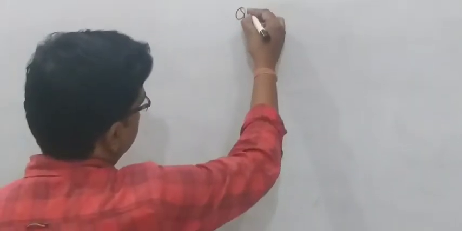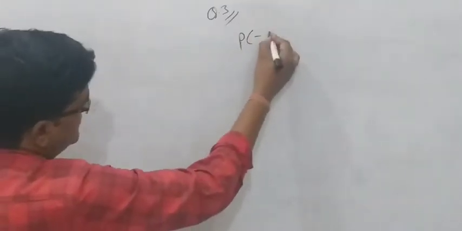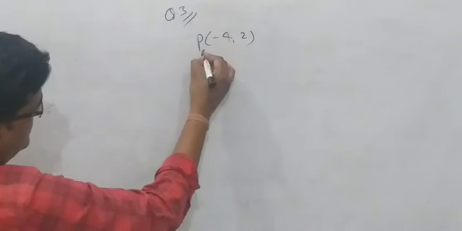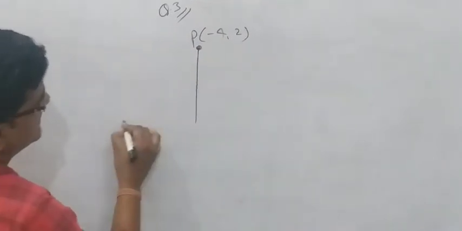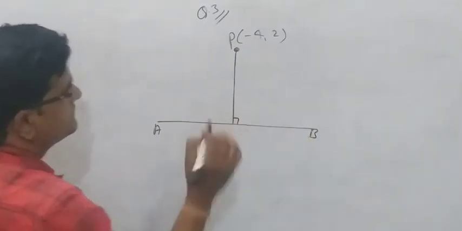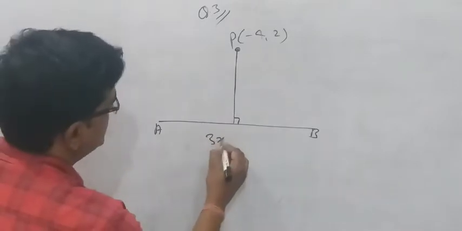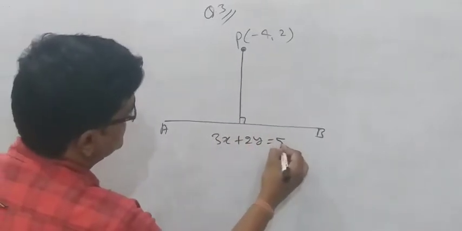Now see the next question. So the next question is what? Calculate the coordinates of the foot of the perpendicular from the point (-4, 2). This is the point (-4, 2), and suppose AB is the line. AB is the line, then to the line 3x plus 2y is equal to 5.